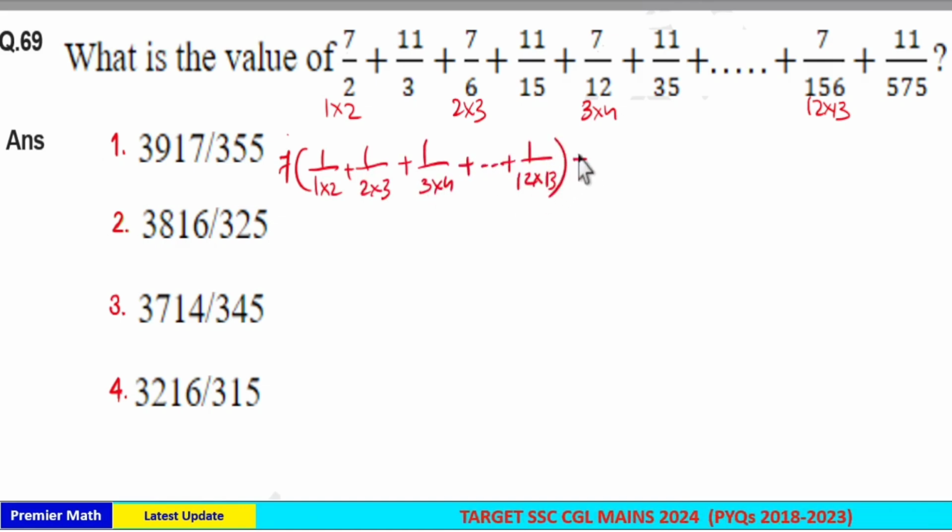Same way, if you check the terms with 11, the denominators of such terms are 1 into 3, 3 into 5, and 5 into 7, etc. up to 575. If you divide it by 25, 25 goes 2 times in 57, 3 times in 75.